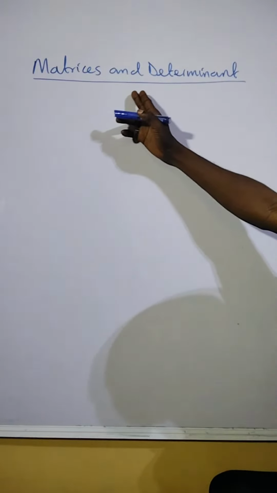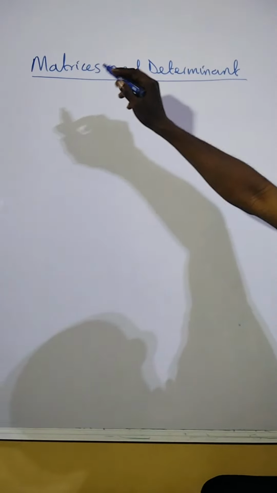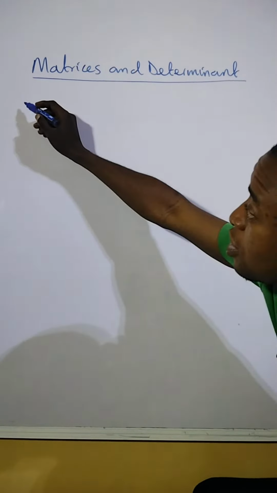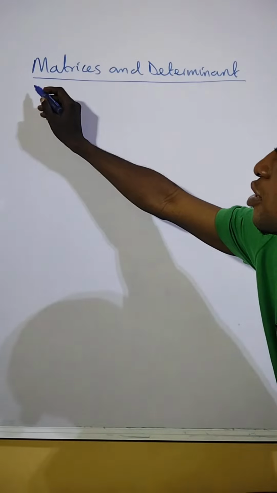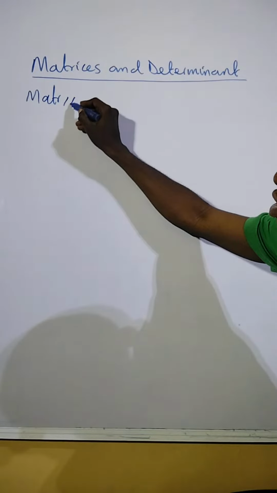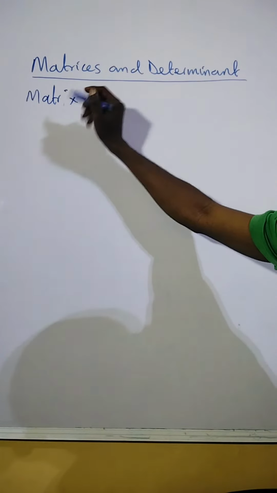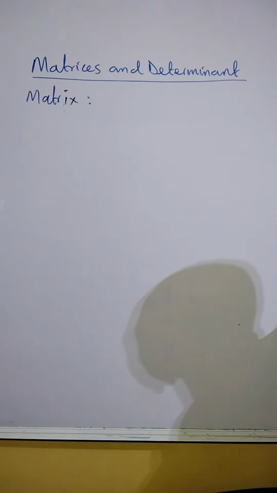We want to look at this topic in mathematics, matrices and determinants. And first thing here, we can look at the meaning of matrix. The singular of this is simply matrix, or matrix, as it may be pronounced. And this can be defined as a rectangular array of numbers.